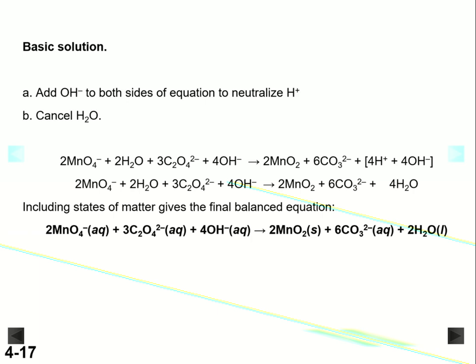So it's a lot of steps, but it gets us the correct answer that properly describes the stoichiometry for this reaction. 2 permanganates plus 3 oxalates plus 4 hydroxides gives 2 manganese dioxides plus 6 carbonates plus 2 waters.